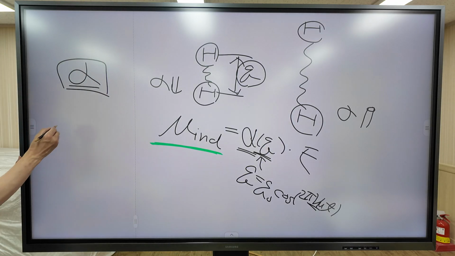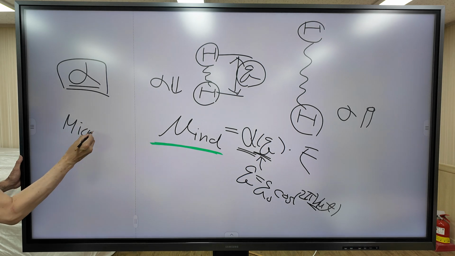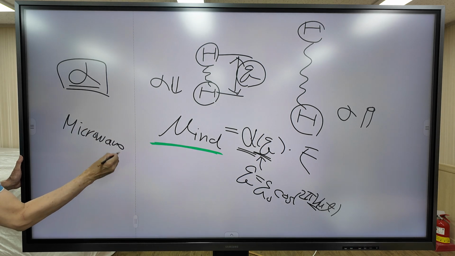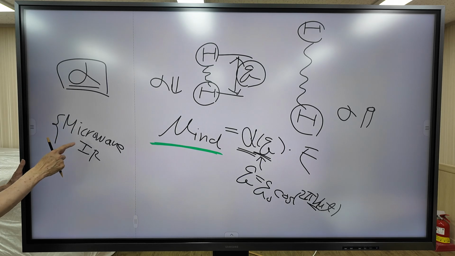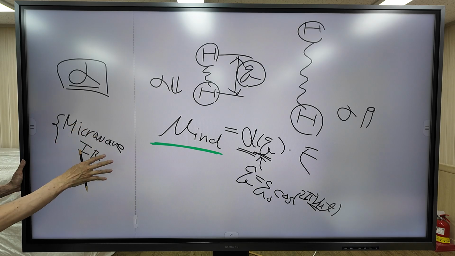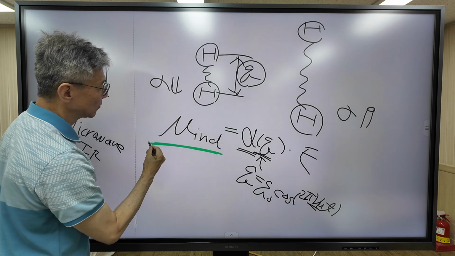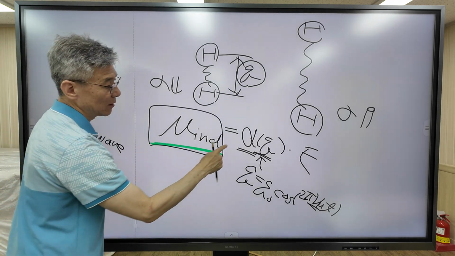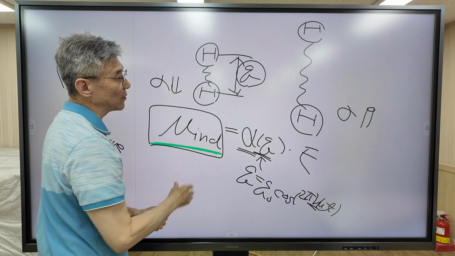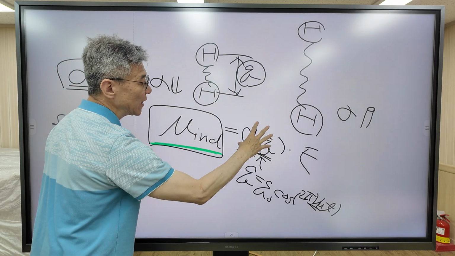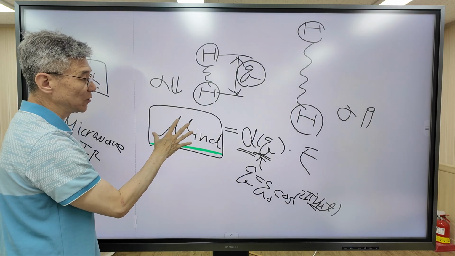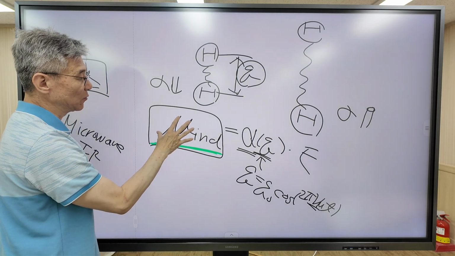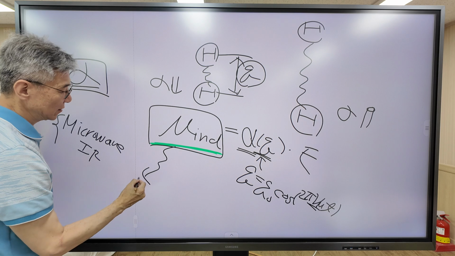As I said before, for the molecule to be microwave and IR active, the dipole moment must change. But in Raman spectroscopy, this also changes. Why? Because the polarizability changes. In Raman spectroscopy, due to the change in polarizability, the dipole moment changes. Due to this change in dipole moment, the molecule generates scattered light.